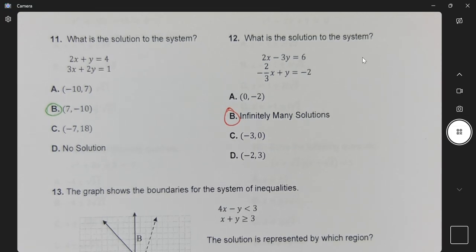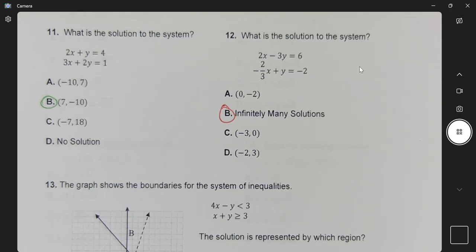Our answer was B, and I feel like that's a fantastic place to stop the video before we all fall asleep, and we'll try to get 12 more done in the next video.